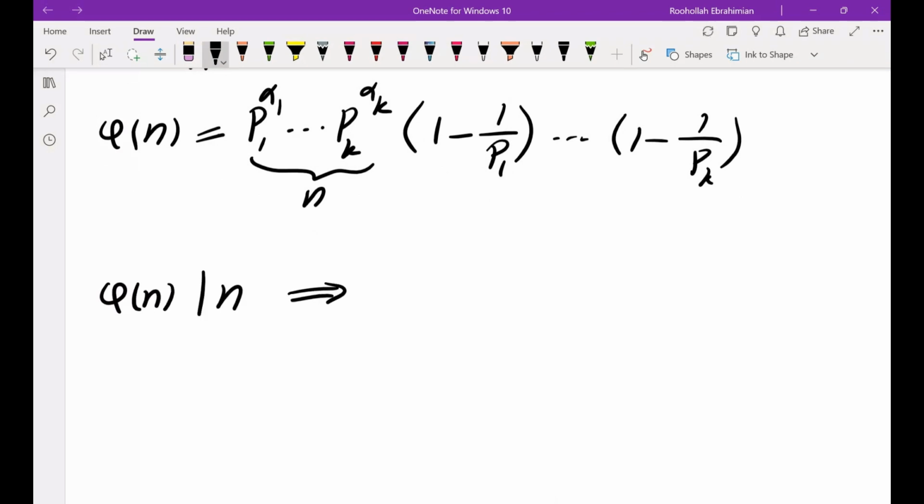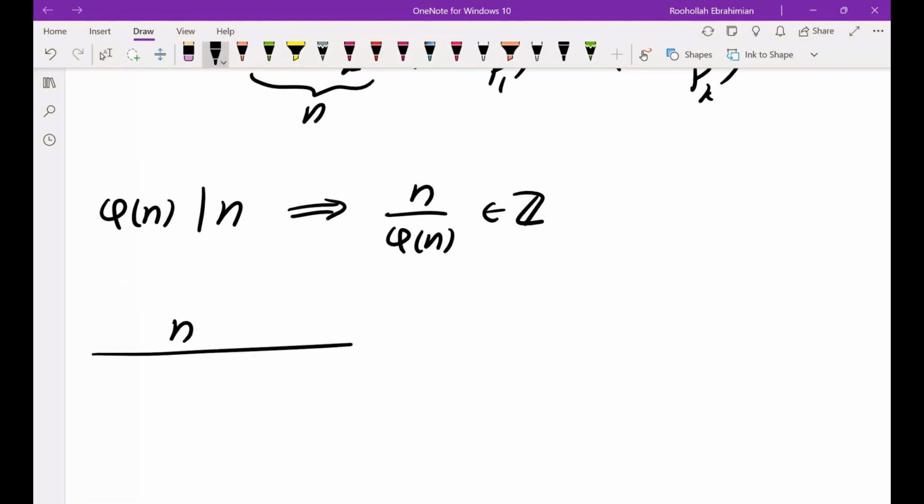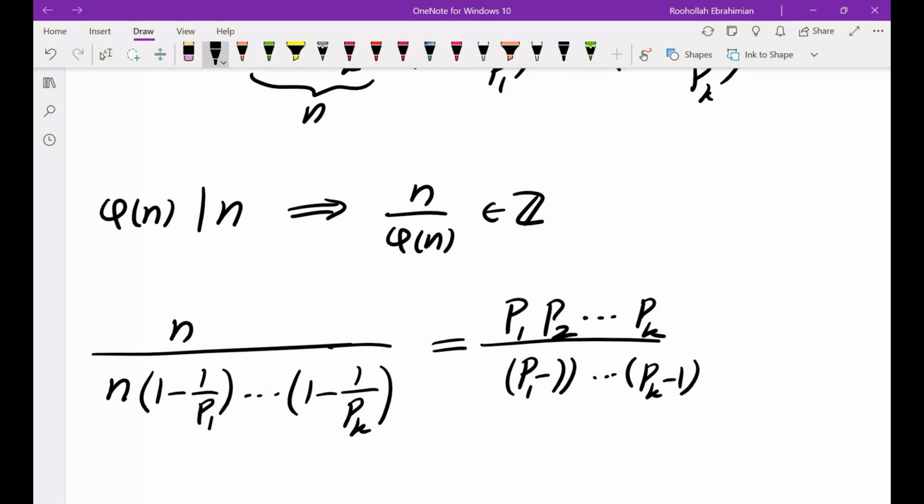So what does that mean? It means if I take the ratio of n over phi of n, that would have to be an integer. So if I do that, I would get n over phi of n, which is n times 1 minus 1 over p1 all the way to 1 minus 1 over pk. So this would have to be an integer. If I cancel n and take the common denominator, I will get p1, p2 all the way to pk divided by p1 minus 1 all the way to pk minus 1.